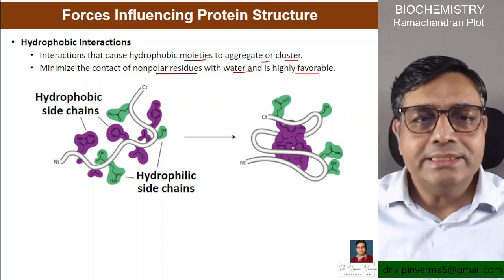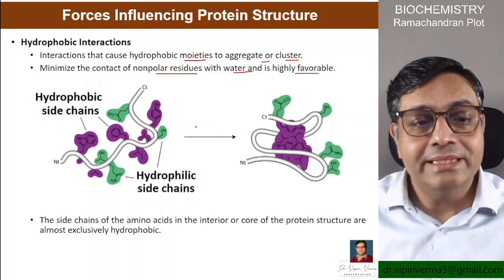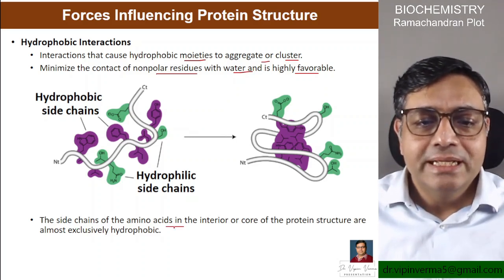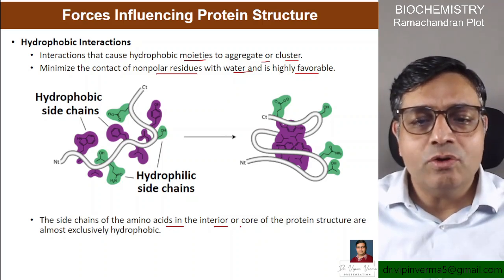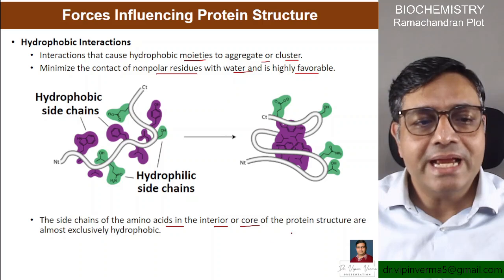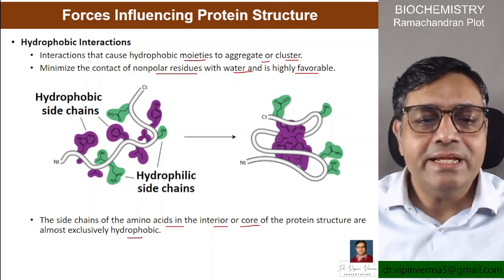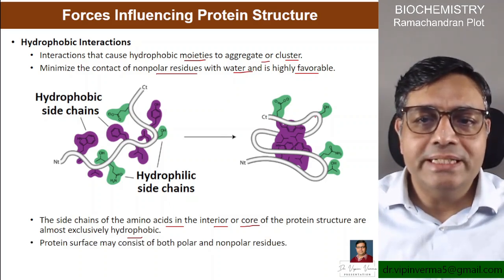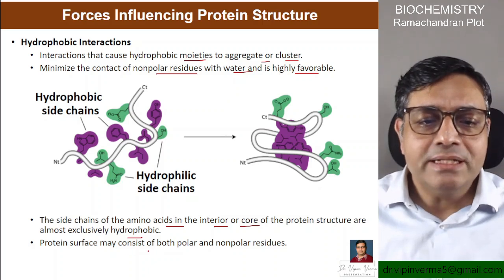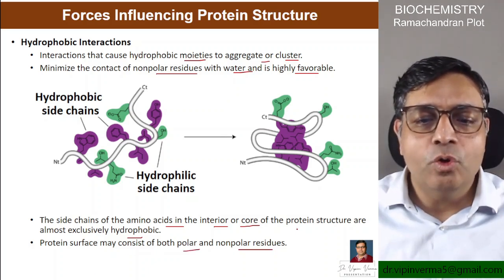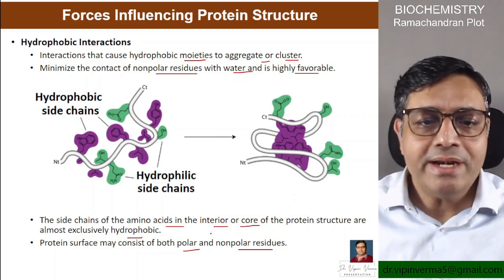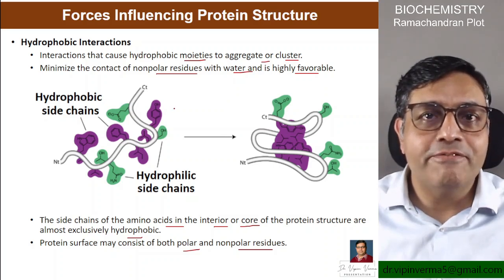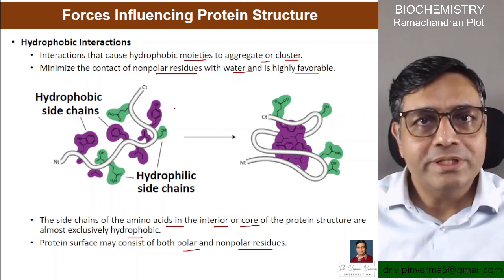Okay, so this is known as the hydrophobic interaction, and this is very important because the side chains of these amino acids are usually found in the interior or core of the protein structure, and they are almost exclusively hydrophobic. Okay, and the protein surface, you can see here, this is the protein surface. It may consist of both polar and non-polar residues. All right, polar and non-polar residues. So therefore, these hydrophobic interactions are very important in stabilizing the protein structure.